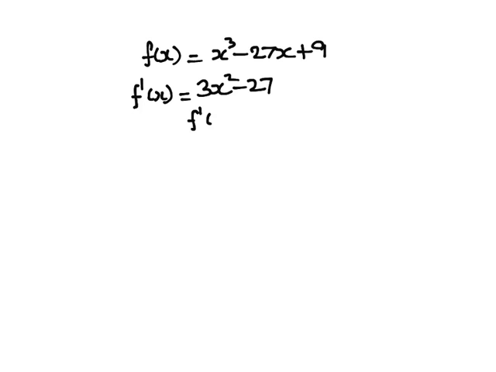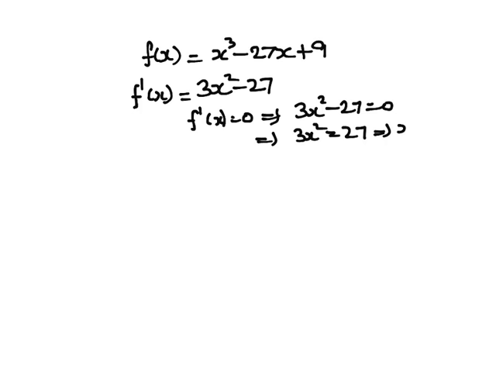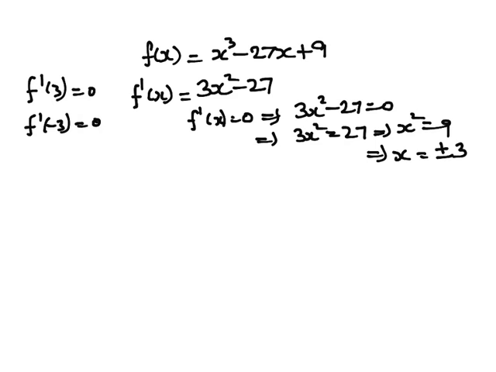So f dash of x equal to 0 implies 3x squared minus 27 equal to 0, which implies 3x squared equal to 27, which implies x squared is 9. So x is plus or minus 3. That means f dash of 3 will be 0 and f dash of minus 3 will also be 0. What it means is at the points 3 and minus 3, if I draw a tangent, it will be a horizontal line.